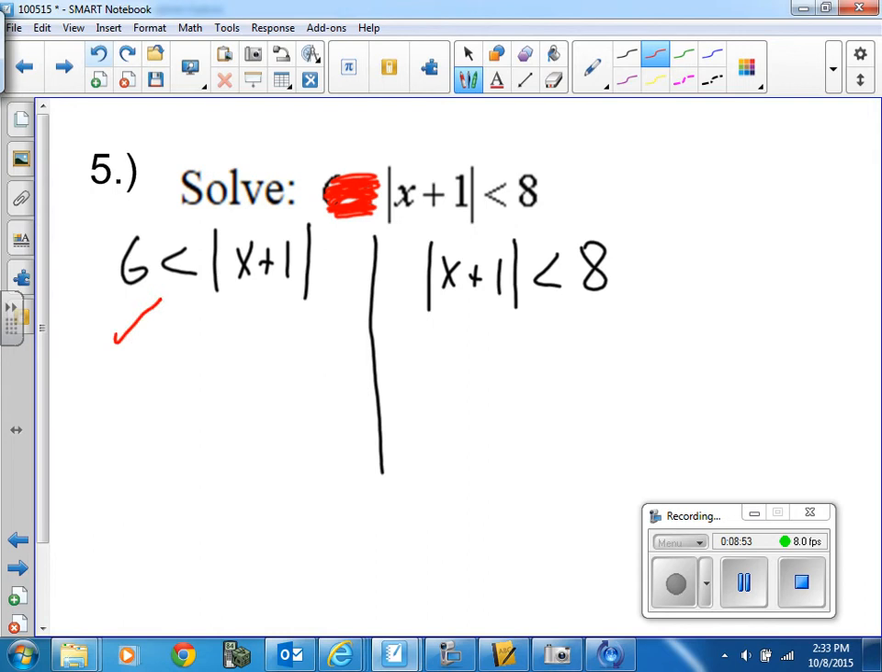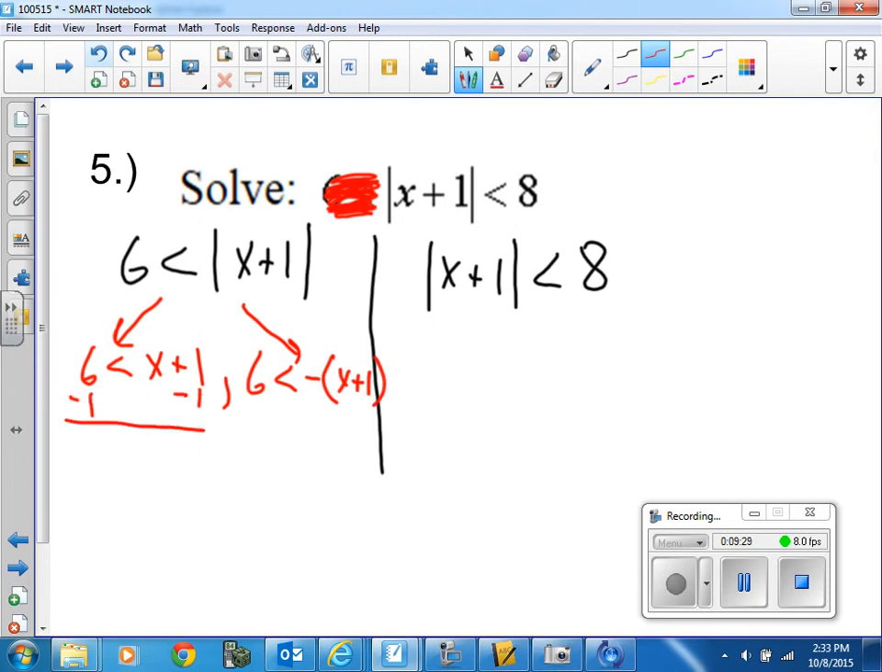So we're going to have 6 is less than. Now, you don't just want to switch this. So I know you might be tempted to put the absolute value on the left. You can do that as long as you also change the inequality. I'm just going to leave it how it is. So x plus 1. All right, so that's your first one. And then we're going to have 6 is less than negative x plus 1. All right, so I'm going to go ahead and solve these. So my first one's going to be subtract 1, subtract 1. And I'm going to get 5 is less than x.